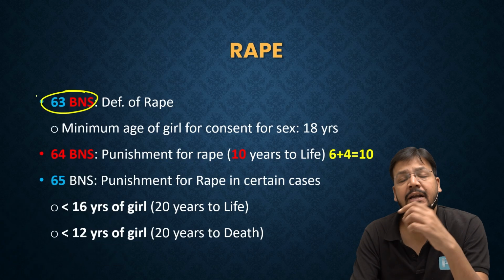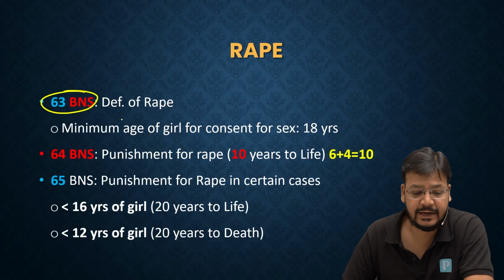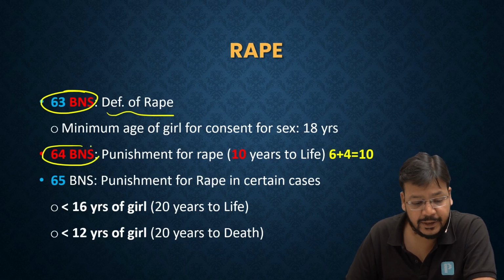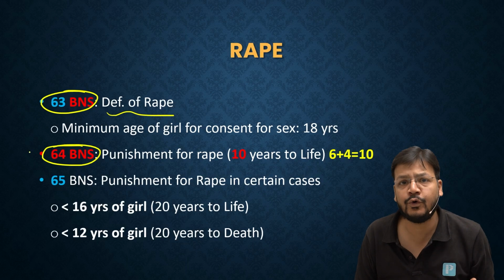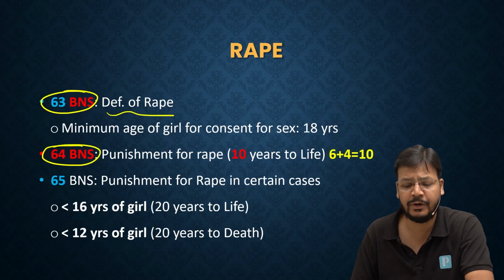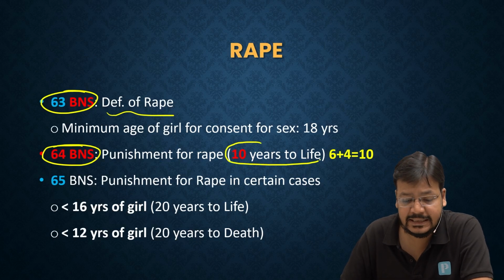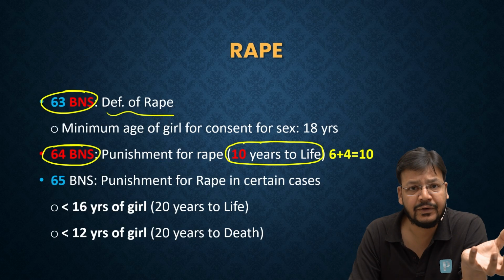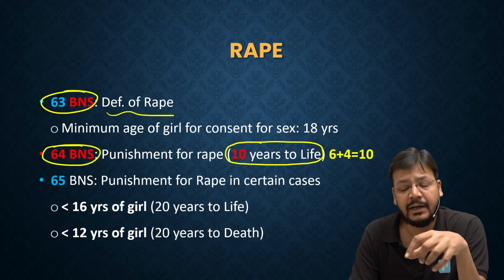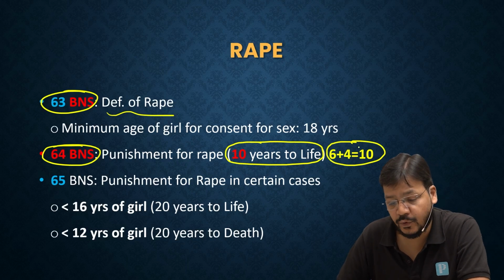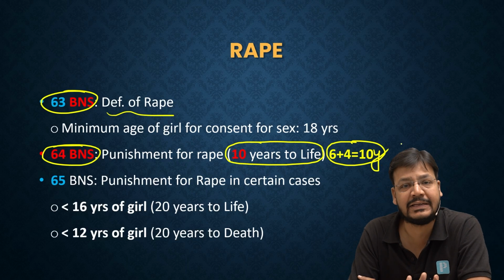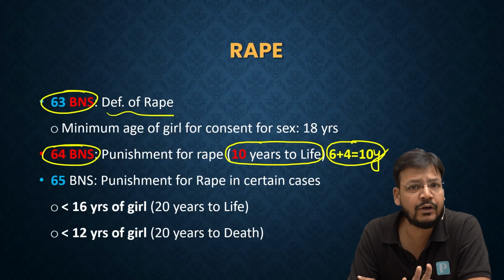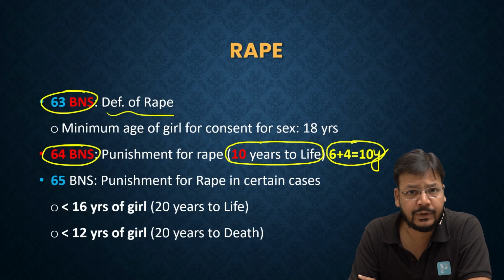Rape is defined under 63 BNS, that is the definition of rape, and the punishment of rape is 64 BNS. How would you remember the punishment of rape? The punishment is 10 years to life imprisonment, and you can remember 6 plus 4 is equal to 10 years. That is a very simple trick. 64 is the punishment of rape. Punishment up to 10 years, that is 6 plus 4 is equal to 10.